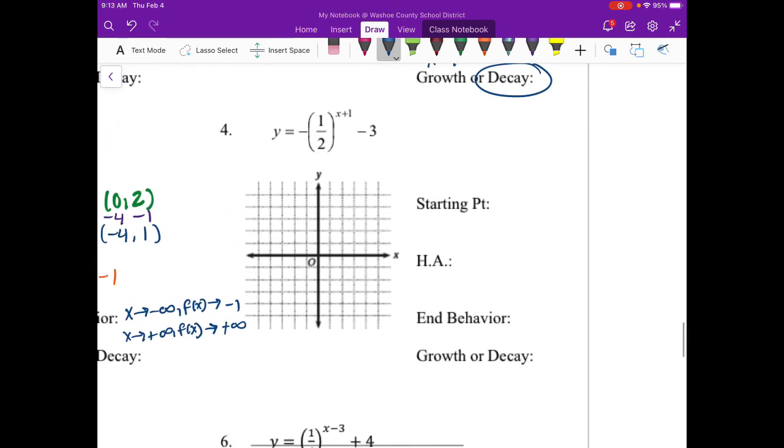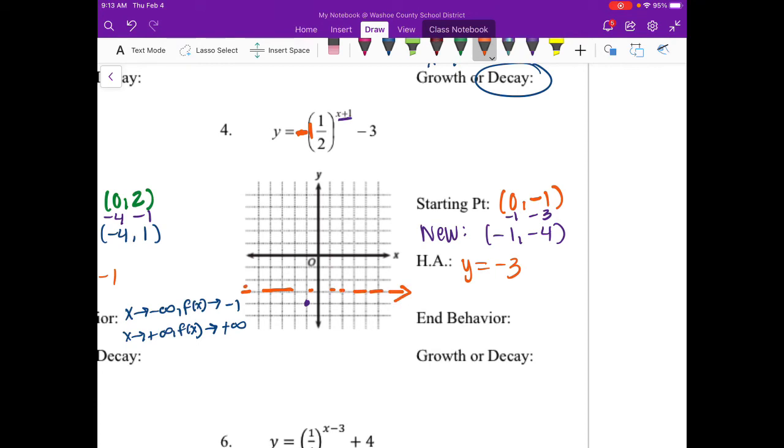Going on to number 4, my starting point this time is at 0, -1. Remember, negative and then the 1 there. My horizontal asymptote is going to be based on the k value, in this case, -3. I'm going to apply the h, -1 opposite sign, and then -3 for that one. So my new point is at -1, -4. So I'm going to go ahead and plot that there. My horizontal asymptote is at -3.